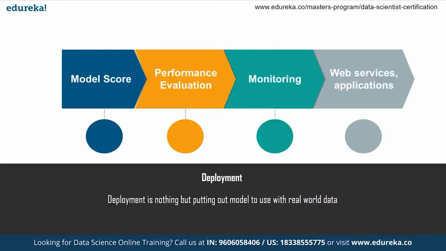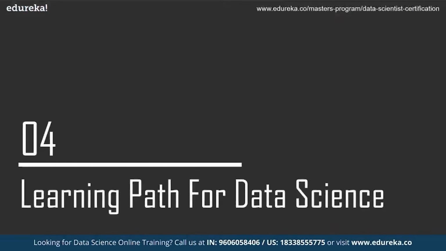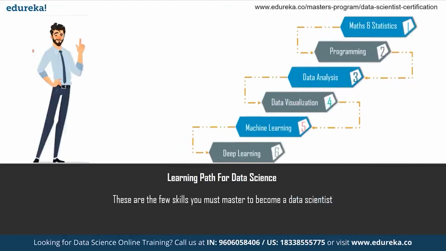And now that we know how a data science project lifecycle is, let us understand a step-by-step learning path for an absolute beginner. So let me just put out a few skills you need to master in order to become a data scientist, guys. So first thing is you have to learn maths and statistics, guys.